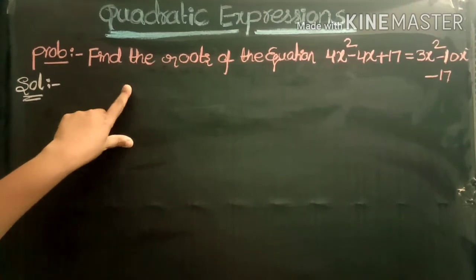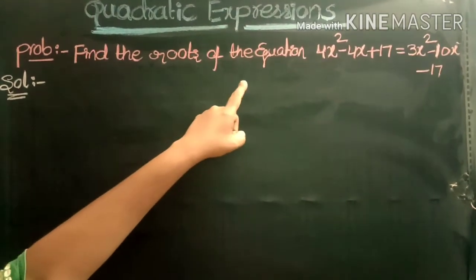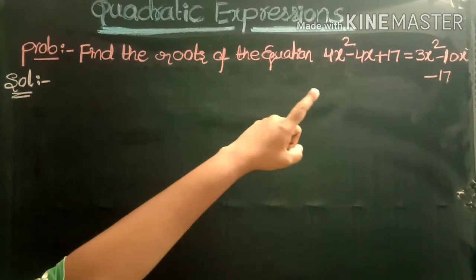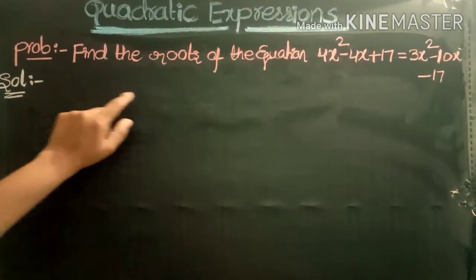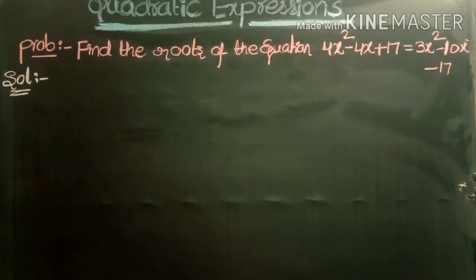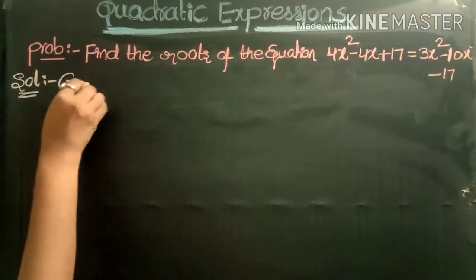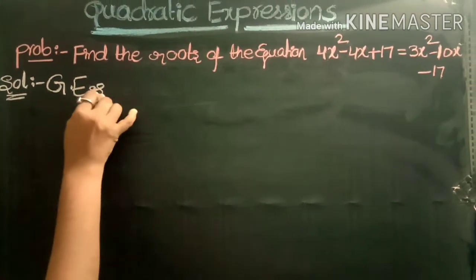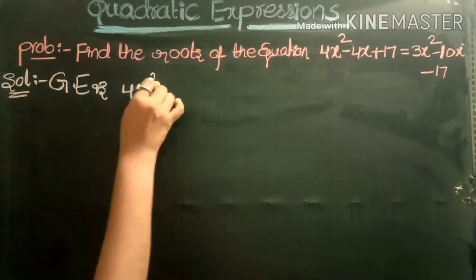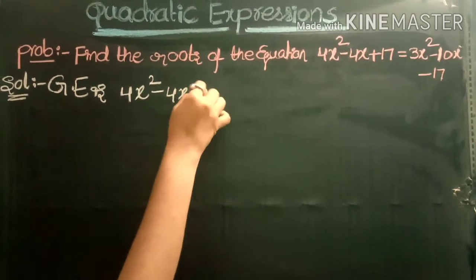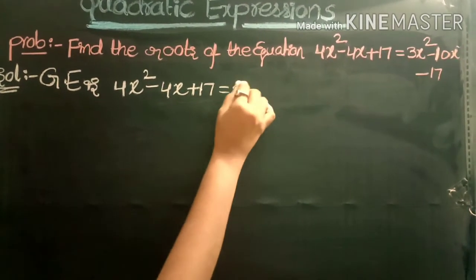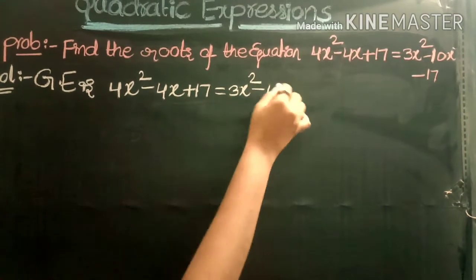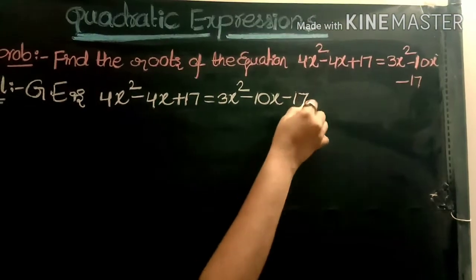Next problem, find the roots of the equation 4x square minus 4x plus 17 is equal to 3x square minus 10x minus 17. So find the roots of the equation. We want to find the roots of the given equation. So first I am taking the given equation here. Given equation is 4x square minus 4x plus 17 is equal to 3x square minus 10x minus 17. Now find the roots of this equation.